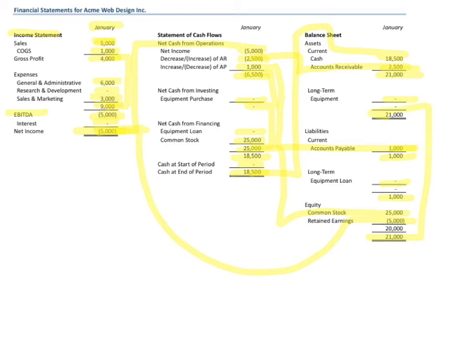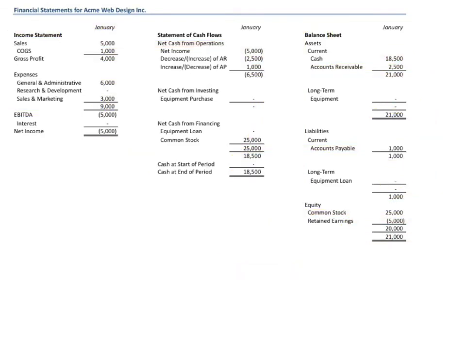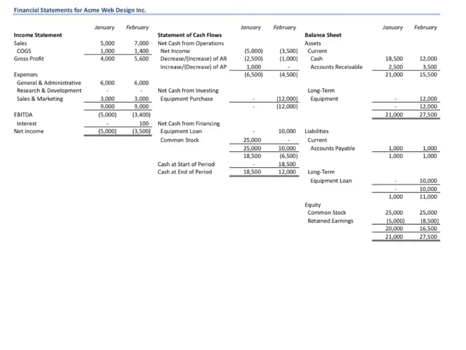Phew, okay, we're almost there. I've got to show you one more thing. Okay, so what I've done here is added in another month. We're going to go through the month of February, and we're going to do it very quickly. All right, sales of $7,000 is up from the previous month. Corresponding 20% cost of goods sold leaves a gross profit of $5,600.